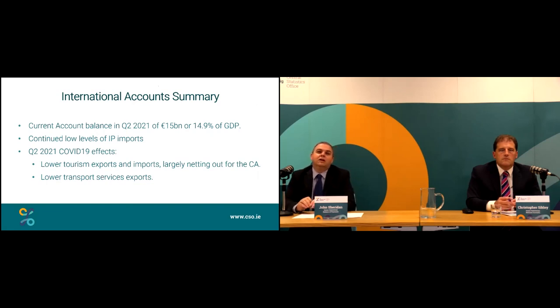So to summarize, in Q2 2021, we have a current account balance of 15 billion or 14.9% of GDP. And we're continuing to see low levels of IP imports. Our COVID-19 effects continue with lower tourism exports and imports and with lower transport services exports. So now I'd like to pass it back to Jennifer to summarize.